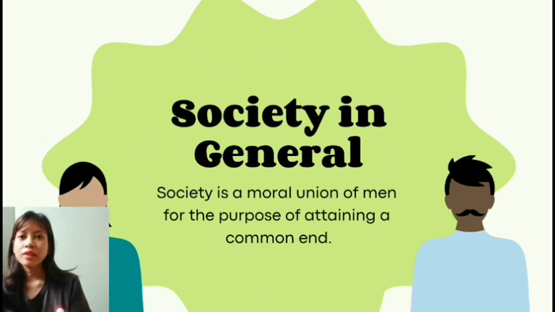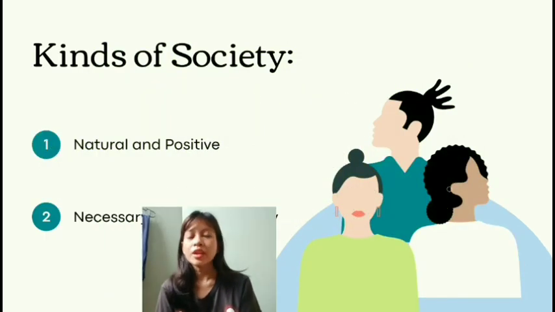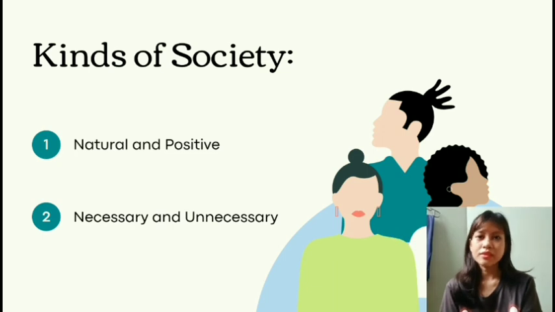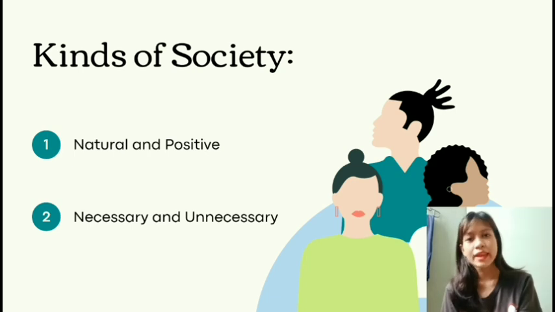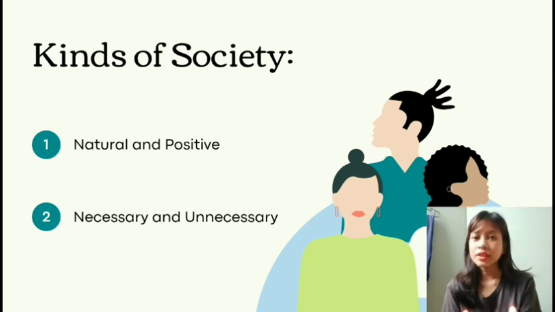So now let's talk about the kinds of society, which are number one, natural and positive. If the society is derived from natural law, which is from the essential needs of man as a man, then that society is called natural society. An example of this is family and political state, since it is necessary for us to be a member of one to live our life smoothly. On the other hand, a society is called a positive society if it is derived from human positive laws. Examples are political parties, business organizations, and professional groups.